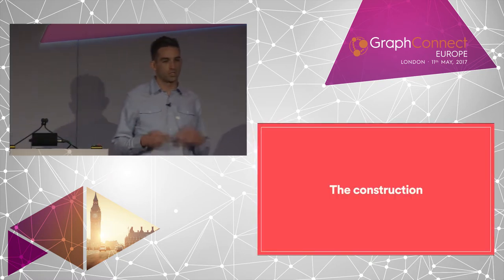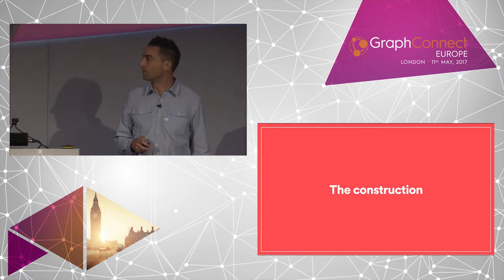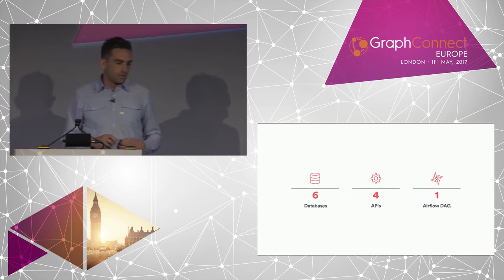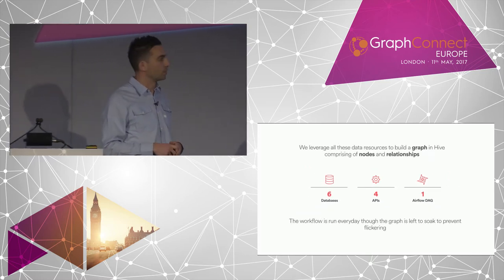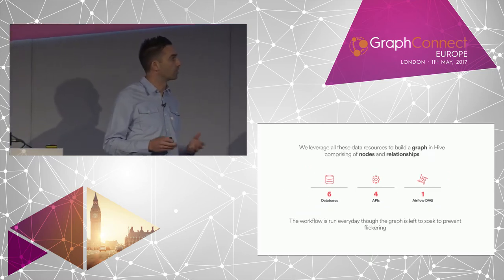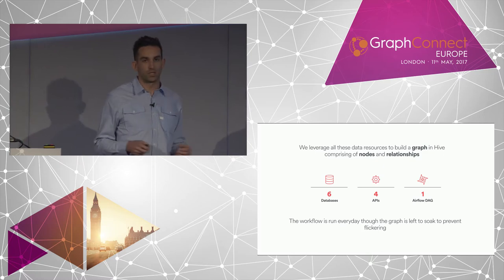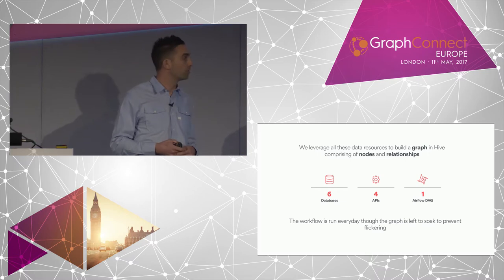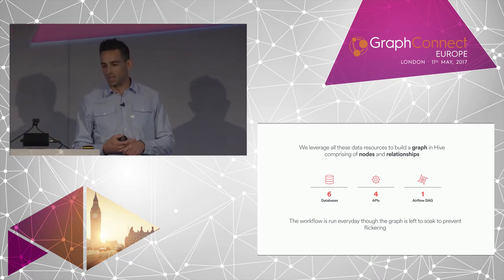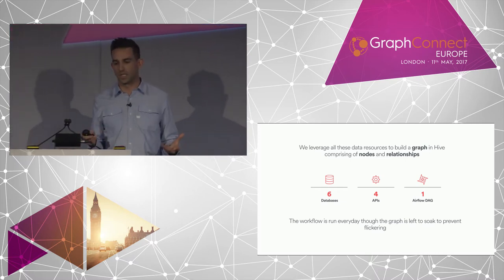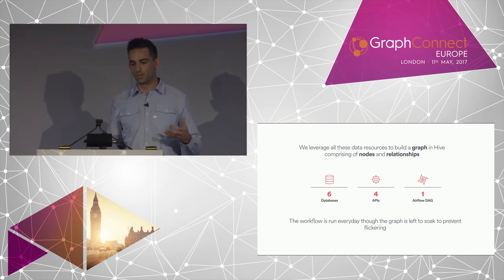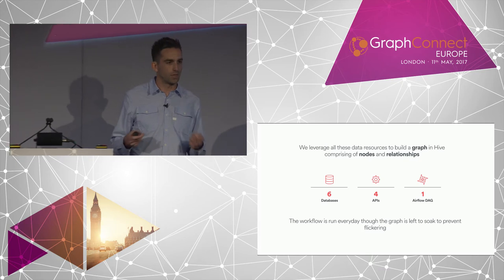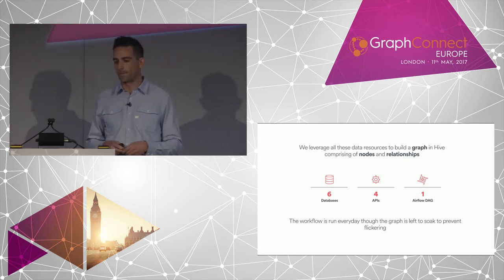So how do we go about constructing this concept? We leverage all these data sources, and we build a graph comprising nodes and relationships. And this resides in Hive. We pull from a number of different things. Actually, Hive is our persistent data store where the table schema mimics Neo4j. So we have a notion of labels and properties and maybe an ID.